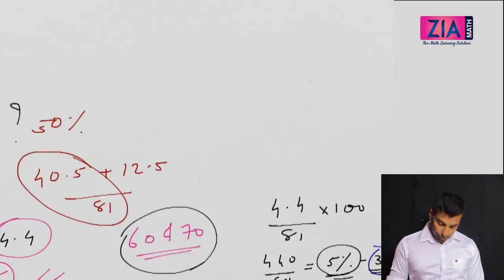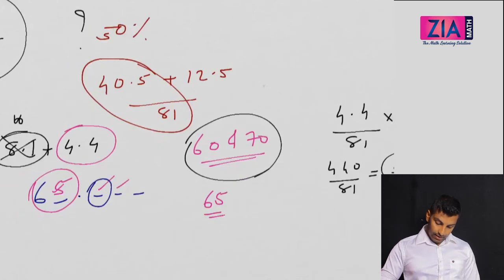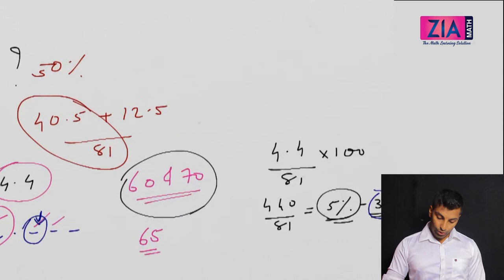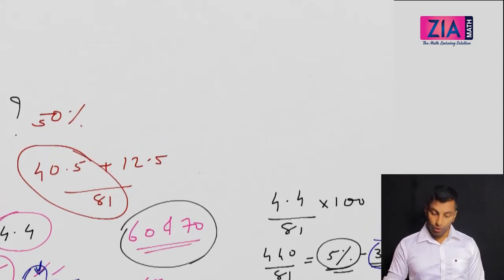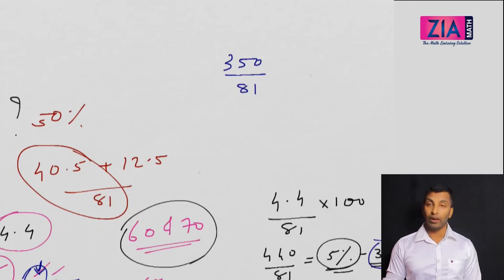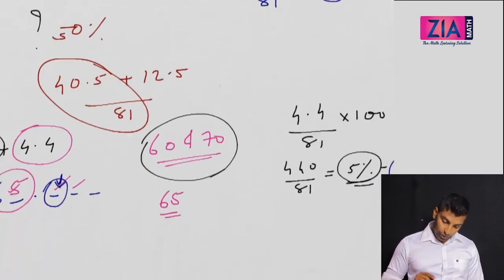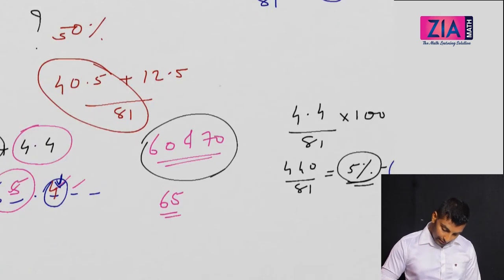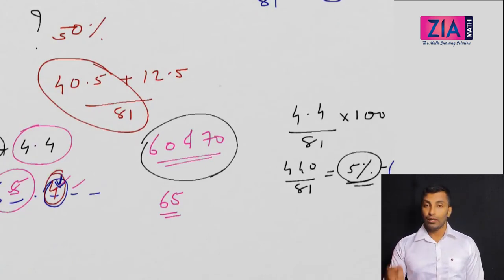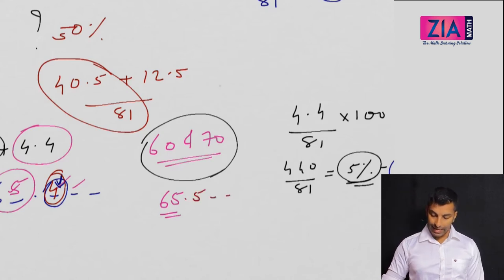So now you need to find the first digit to fill here after the point. The remainder is 35, put a 0, so it becomes 350, then divide by 81. What you get is 4, and the remainder you get is 26. So with that 4, you can fill this as 4. So your answer is now reduced to 65.4 dash dash dash.